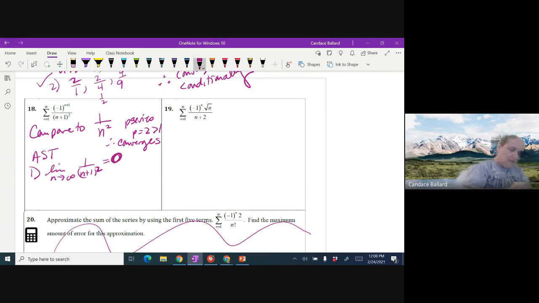Okay. And then I have to check to make sure my terms are decreasing, right? So I'm going to plug in. So I get 1 over, let's see, 1 plus 1 is 2, squared is 4. 2 plus 1 is 3, squared is 9. 3 plus 1 is 4, squared would be 16. It's definitely decreasing. So it converges by alternating series. So therefore it converges absolutely.